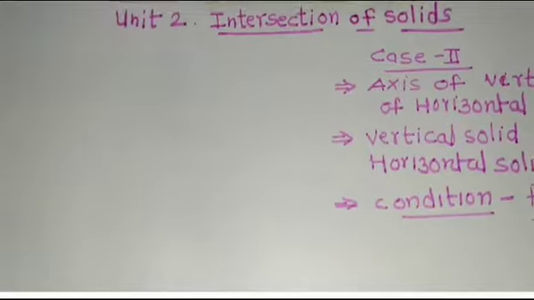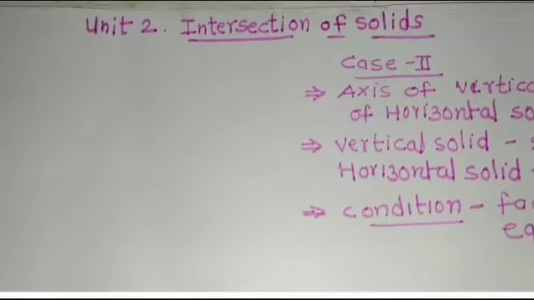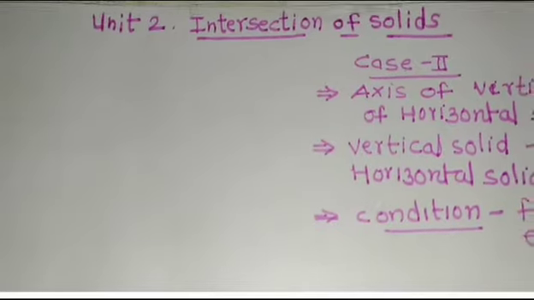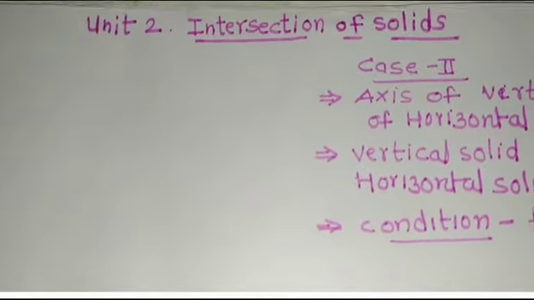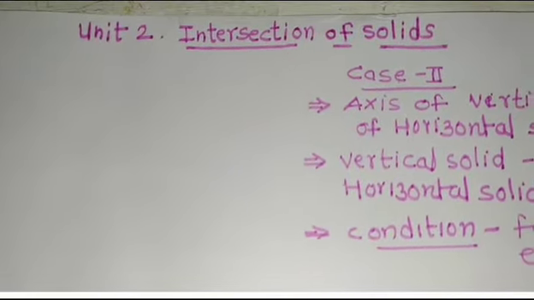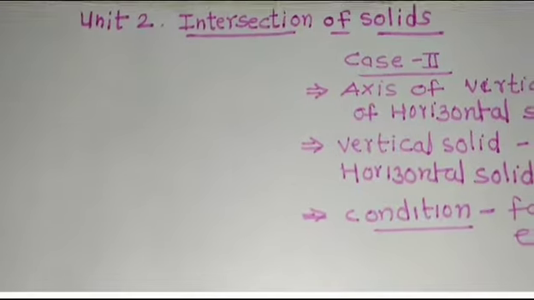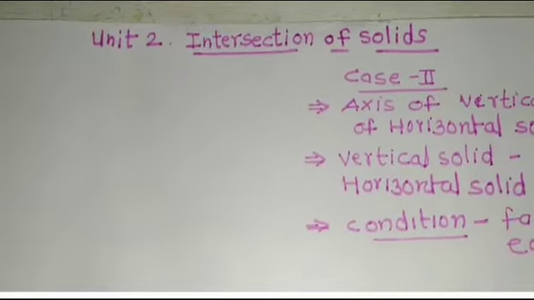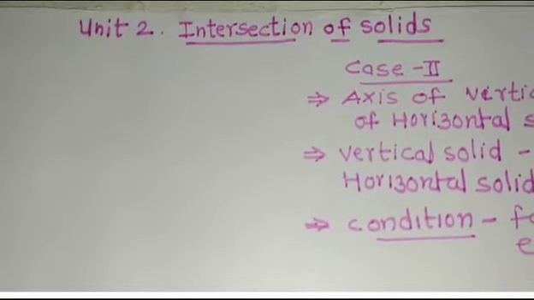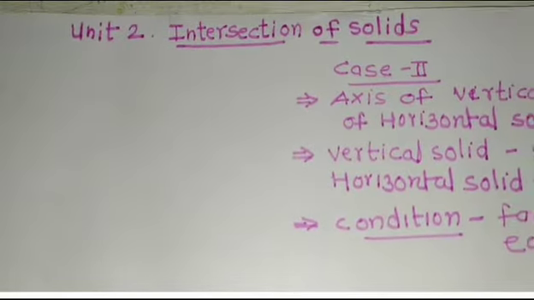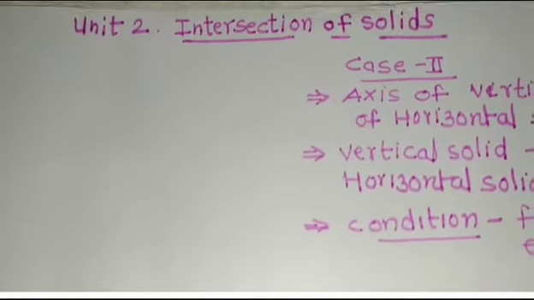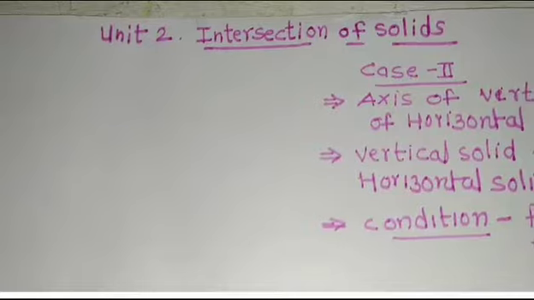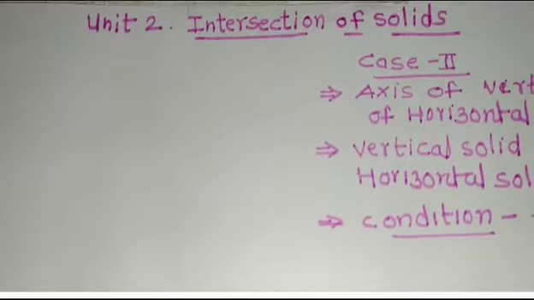In the last two lectures we have started with the unit 2 discussion, that is intersection of solids. We have studied the content, that is types, vertical solid, horizontal solid, and the axis relations with the principal planes. As we already know, the principal planes are the horizontal plane on which we draw the top view, the vertical plane on which we draw the front view of the object, and the side view plane.